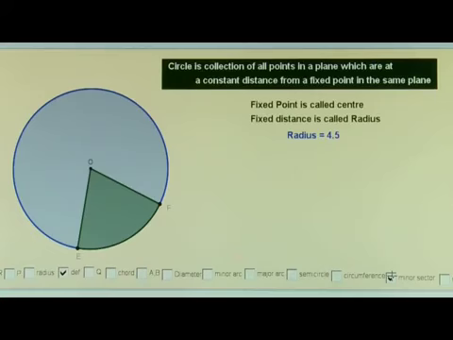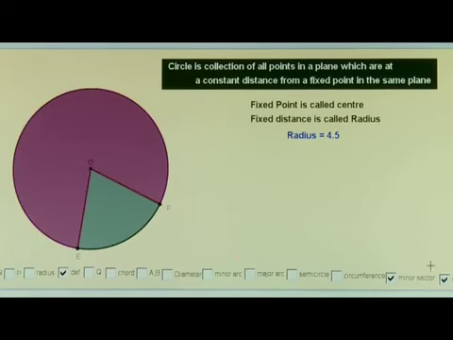Now observe this portion of the circle. This portion of the circle is made up by an arc of the circle and the two radii at the ends of the arc. This portion is known as a sector of the circle. Now, the sector of the circle made by the major arc is known as a major sector.